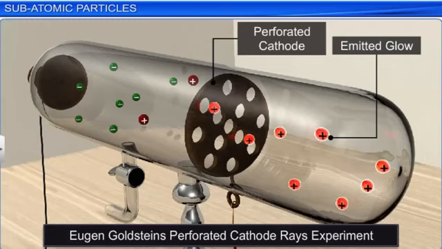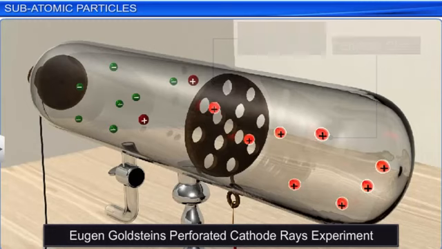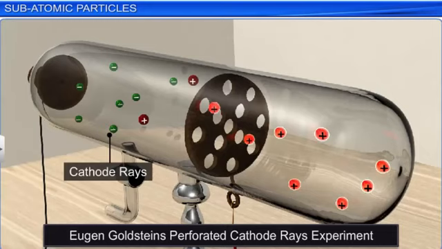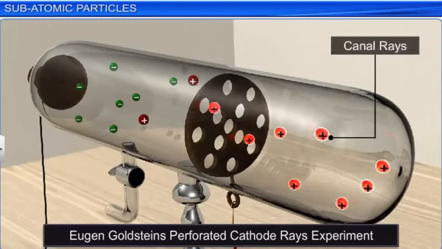Goldstein concluded that in addition to the already known cathode rays, there is another ray that travels in the opposite direction. Since these rays passed through the holes or channels in the cathode, he called them canal rays. They consisted of positive ions, whose charge and mass values depended on the gas inside the discharge tube.